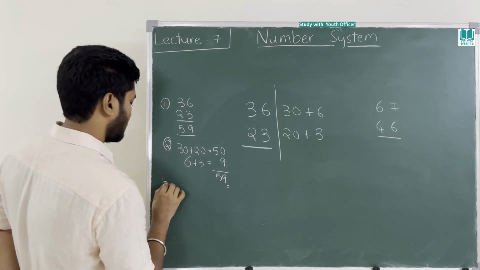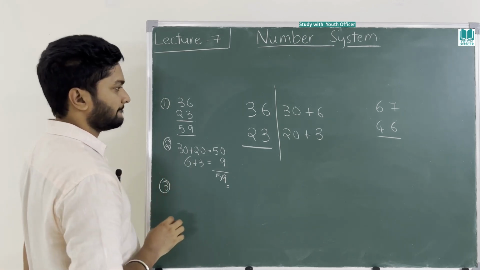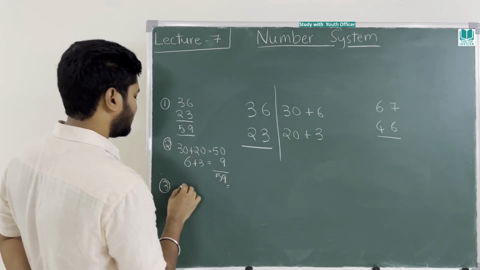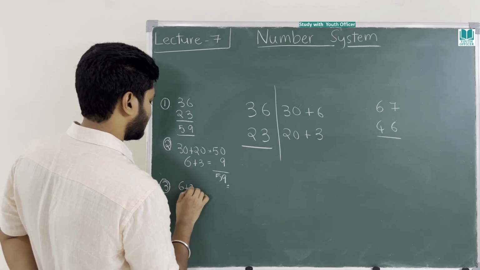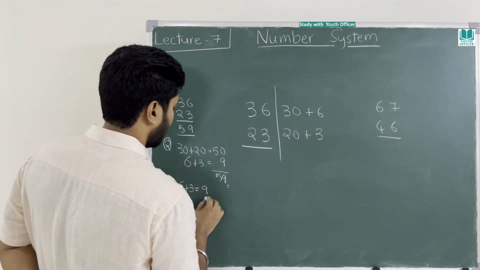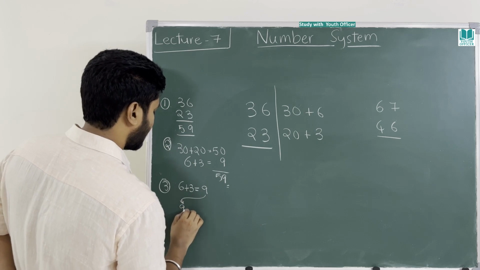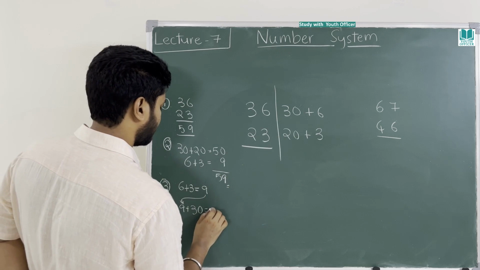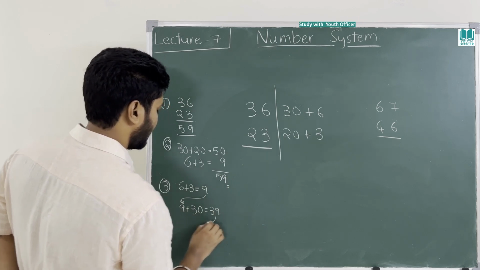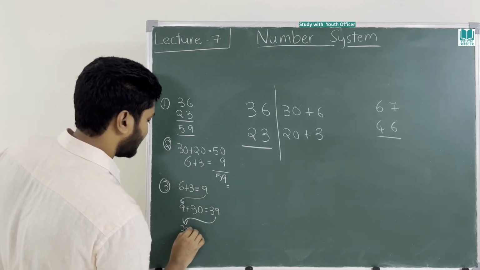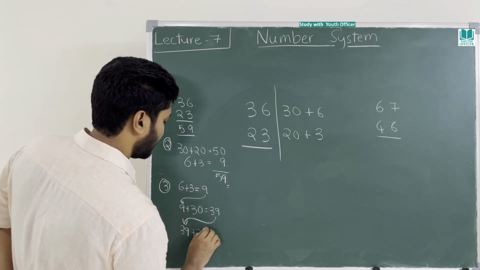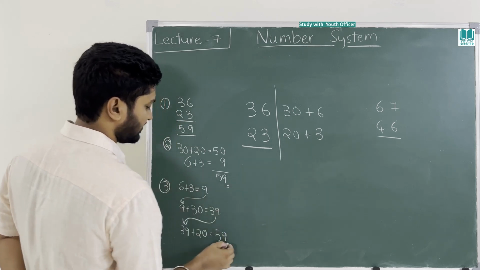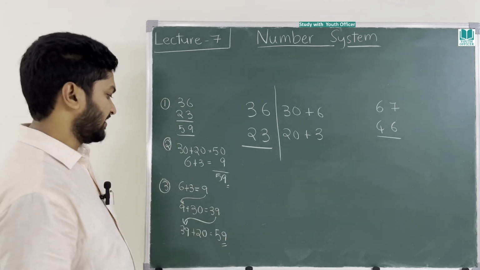Easy. Third process. I will not add 30 plus 20 first. First I will add 6 plus 3. How much is this? 9. Then I will take this 9 and add it to 30. 39. Then I will add 39 and 20. This 20 is remaining. Then 59.